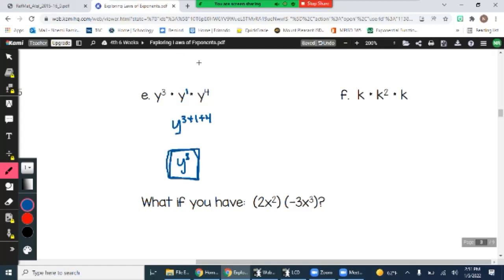F. 2 things missing. What's missing? Make sure you fill in any exponent that does not exist. Okay. So base stays the same. What is my base? And what do we add? And what do we get? K to the power of 4. All right, questions before we move on? Okay.